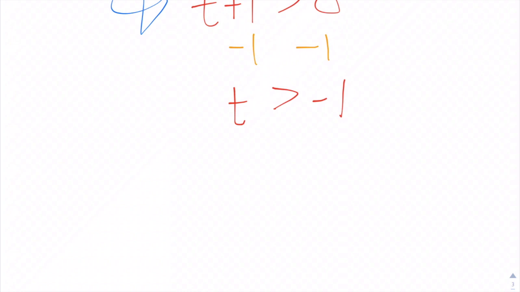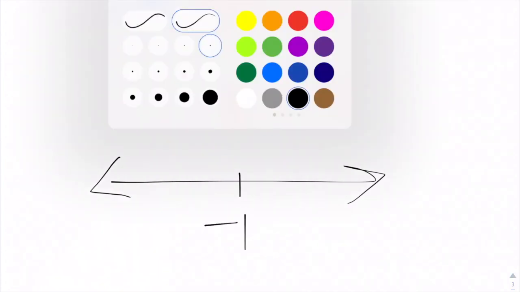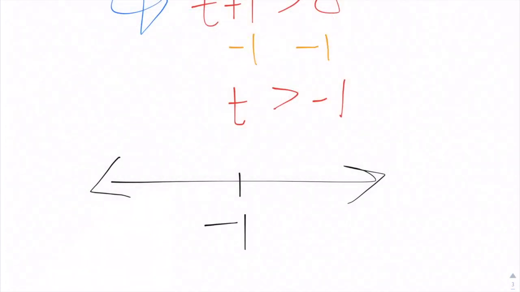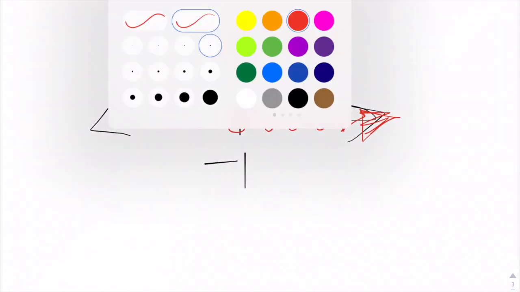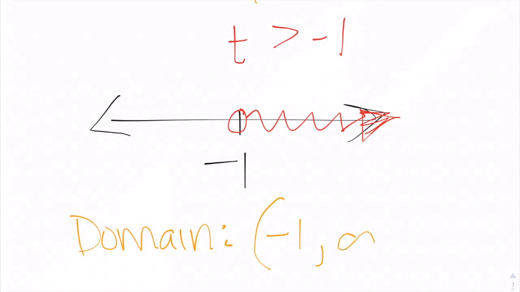You can go straight from here to an interval, or if it helps you, you could draw a number line with negative 1 on it. And since it says t is greater than negative 1 and not equal to, that would make an open circle there, and greater than would go this way. And so we can write our interval from here and say that our domain is from negative 1, not included, so a parenthesis, all the way to infinity.